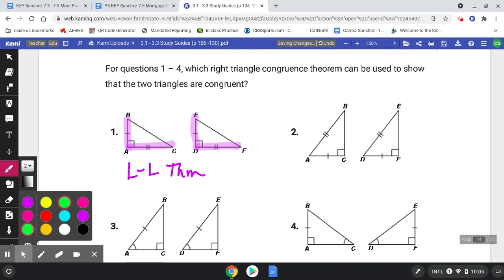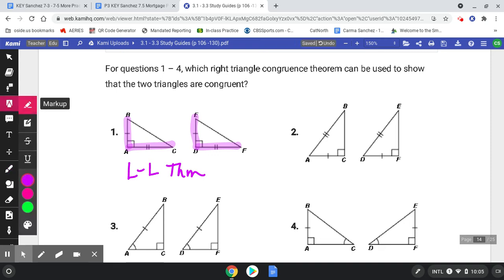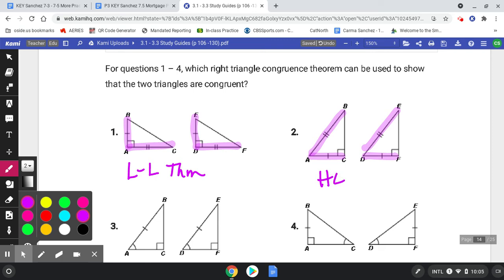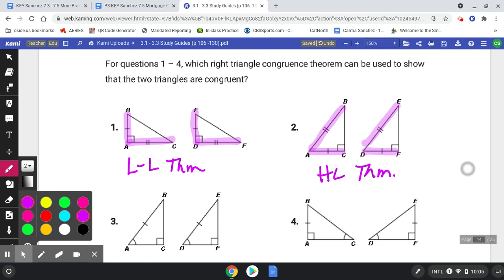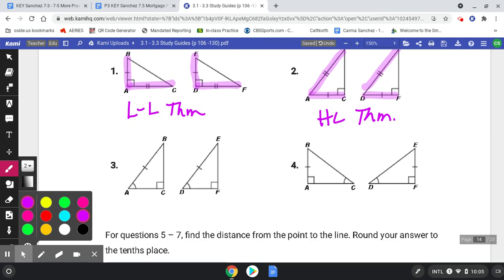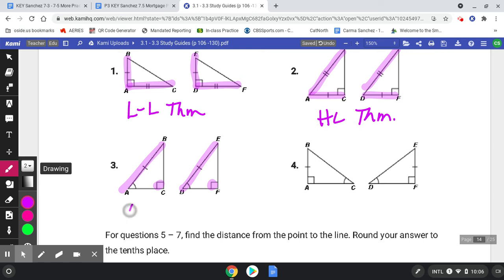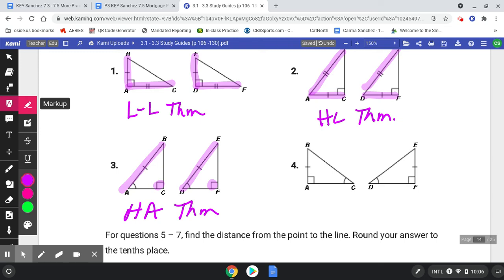Looking at the next one, do you see the hypotenuse and the leg? This is your HL theorem. Looking at the next one, do you see the hypotenuse and an angle? And a hypotenuse and an angle? This is your HA theorem. And finally, do you see the leg and the angle?